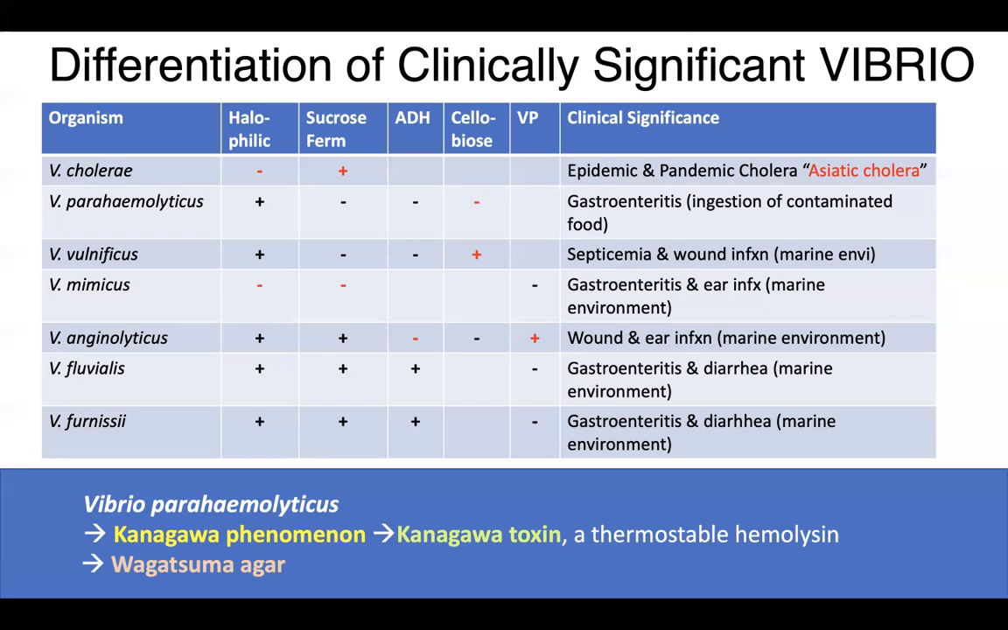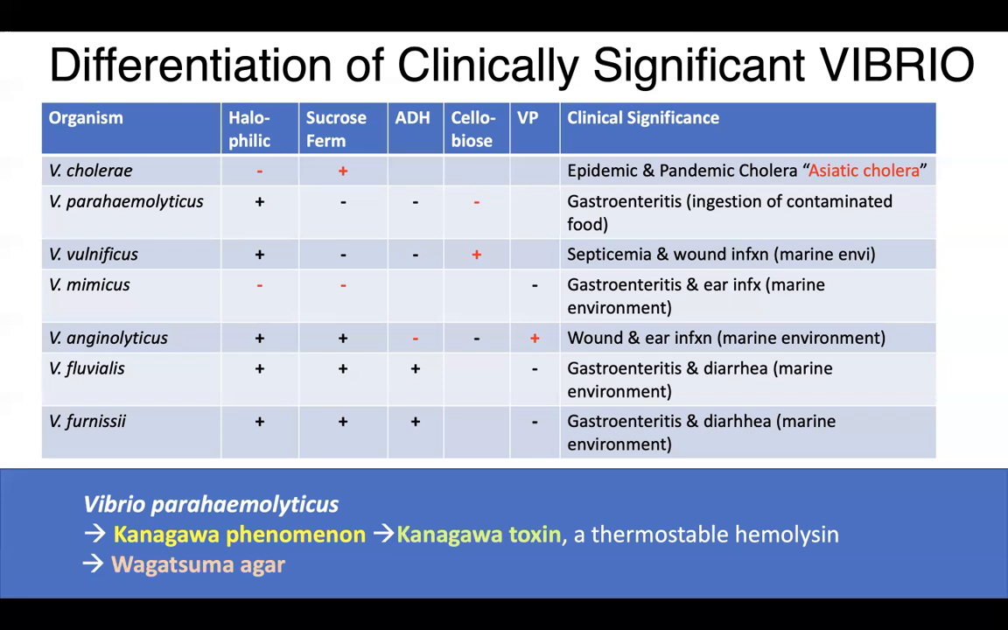oysters. No? So it is able to demonstrate a phenomenon wherein the strains isolated from human hosts or the clinical isolates demonstrate hemolytic capacities on blood agar plate, okay? While those isolated from non-human sources are not hemolytic, okay? This is observable in a special culture media called the Wagatsuma agar. Okay, so the phenomenon described is Kanagawa phenomenon.